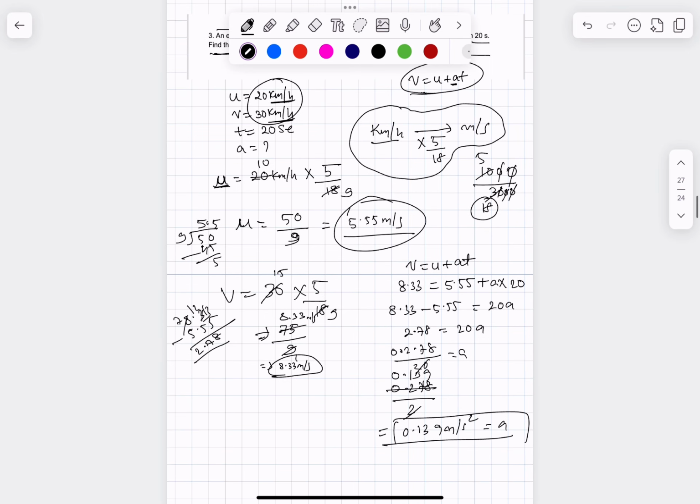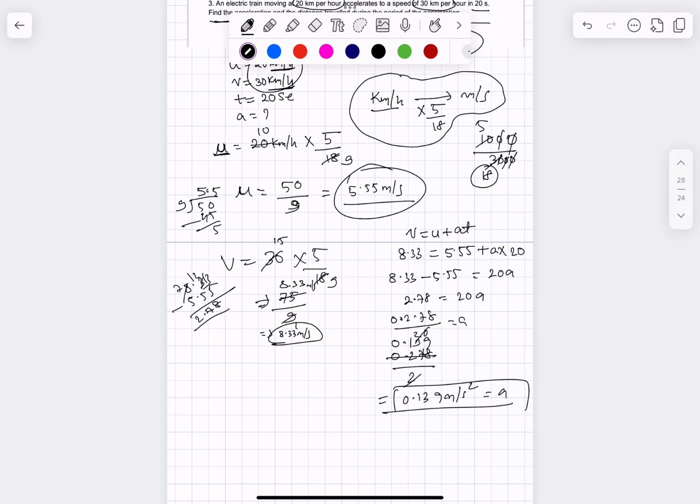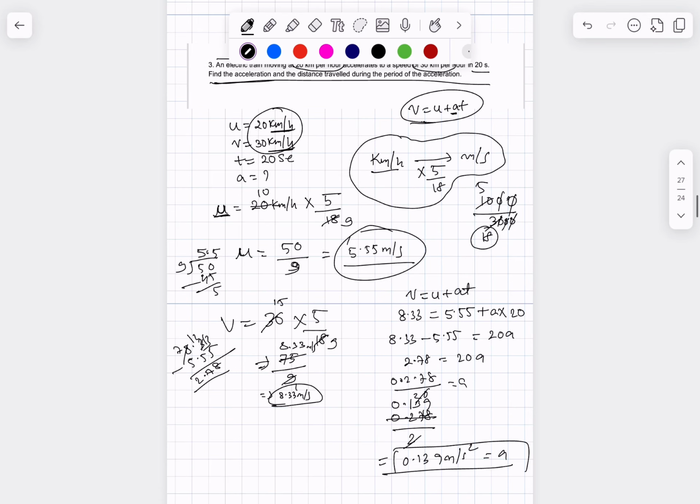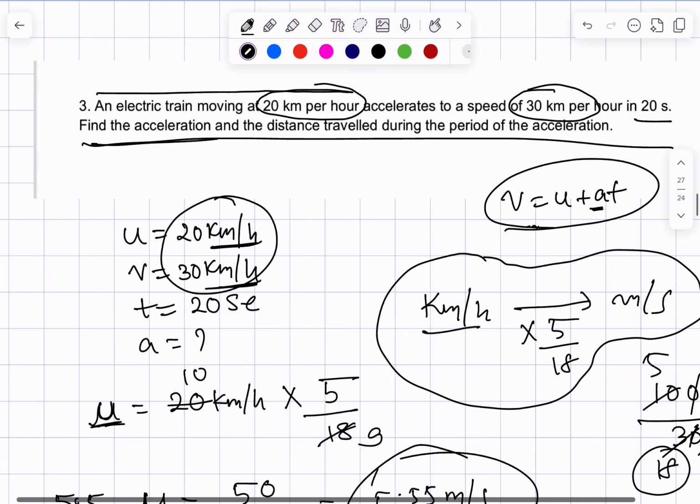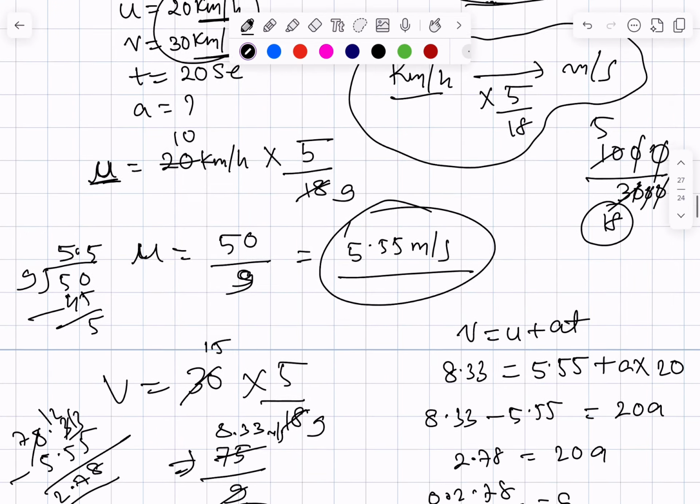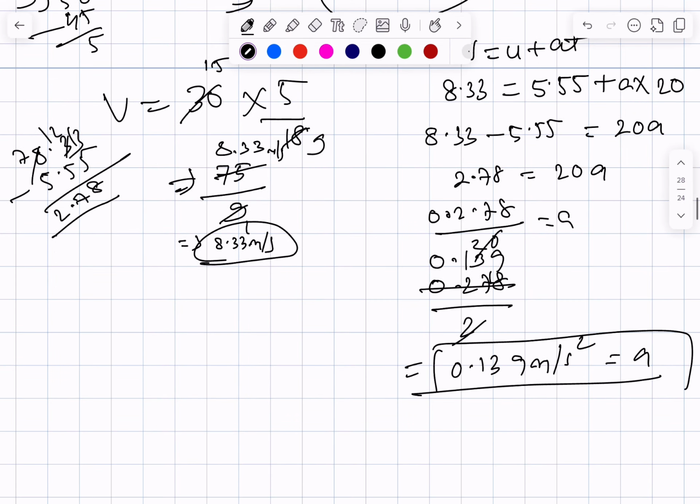So basically 0.14, approximately, you're right. So we found the acceleration and the distance. Now we need to calculate the distance also. I hope everyone is clear why this 0.139 came.